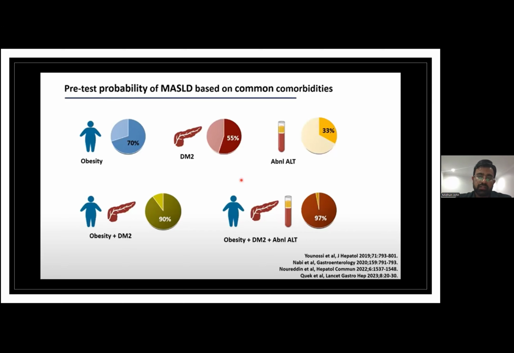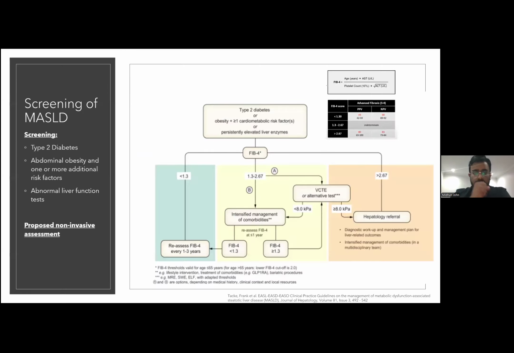When you combine obesity as well as type 2 diabetes, you can see that your risk now jumps to about 90%, which is very significant. Put all three together, and you're sitting at a 97% chance of developing MASLD based on these common comorbidities. And so, in our guidelines, they have spoken about screening of MASLD. This is a screenshot I took from the actual guideline, which goes through the screening quite nicely. There are three entry criteria: either type 2 diabetes, obesity plus one or more cardiometabolic risk factors, or persistently elevated liver enzymes.